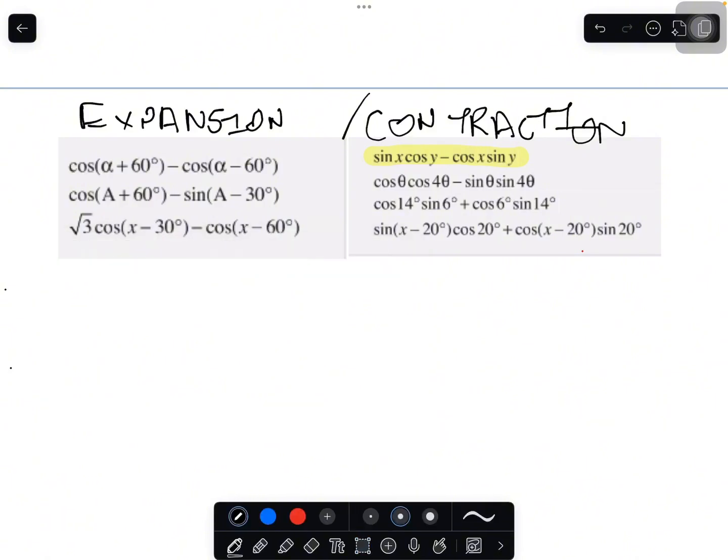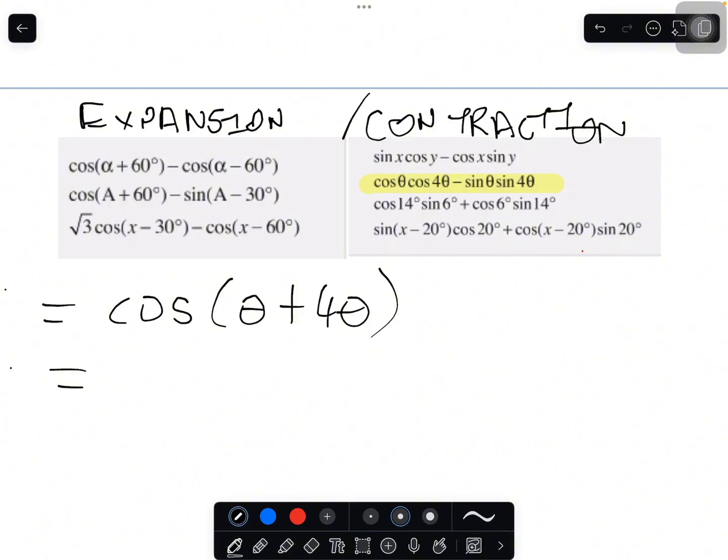We have, let me highlight the question. This question right here. I have a cos and a cos and a sine and a sine. So I know I'm dealing with the cos compound angle. I'll have theta. I have a negative there, plus 4 theta. Now these are like terms, so it'll equal cos of 5 theta.